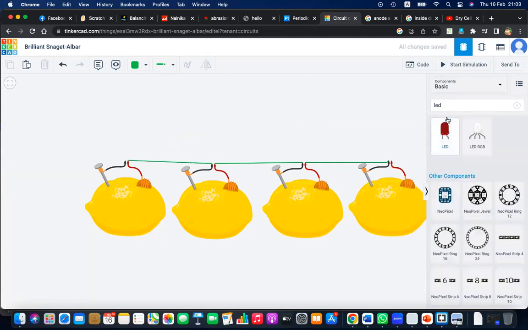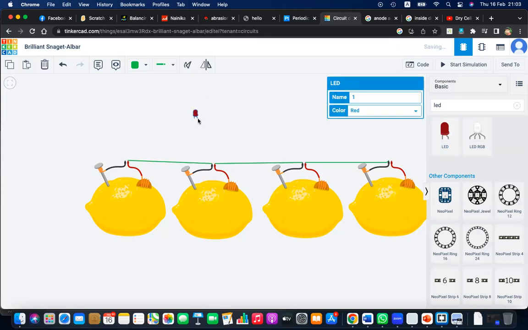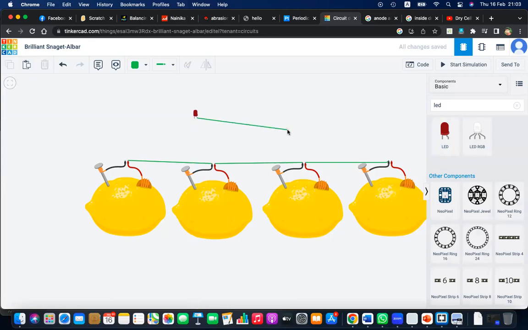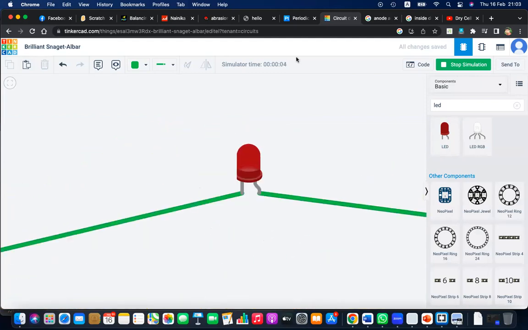LED. Red color LED is the one which uses the least amount of power. Other colors may use more than this. So let's connect anode and cathode. Turn it on. And you can see a very light glow here. Very light amount of current is going through the bulb. It's not even visible sometimes.